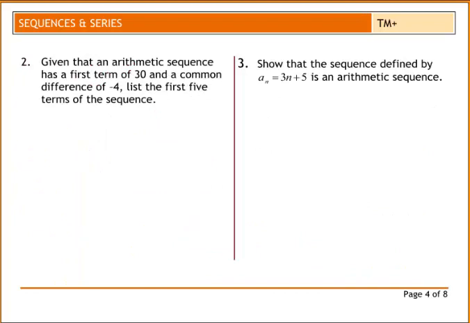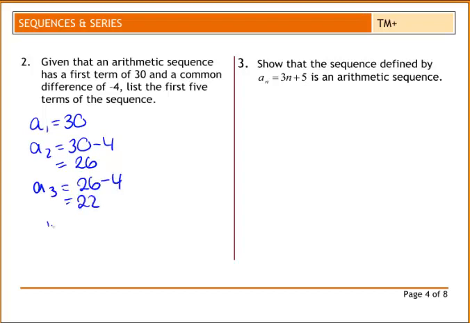Next, given that an arithmetic sequence has a first term of 30 and a common difference of negative 4, list the first five terms of the sequence. Now you could use a formula, but it's much easier to just go, well, the first term is given. Your second term is going to be 30 take 4, because that's what your common difference is. It's 26. Third term is going to be the previous term minus 4, which is 22. Fourth term is going to be 22 minus 4, which is 18, and your fifth term is going to be 18 minus 4, which is 14.